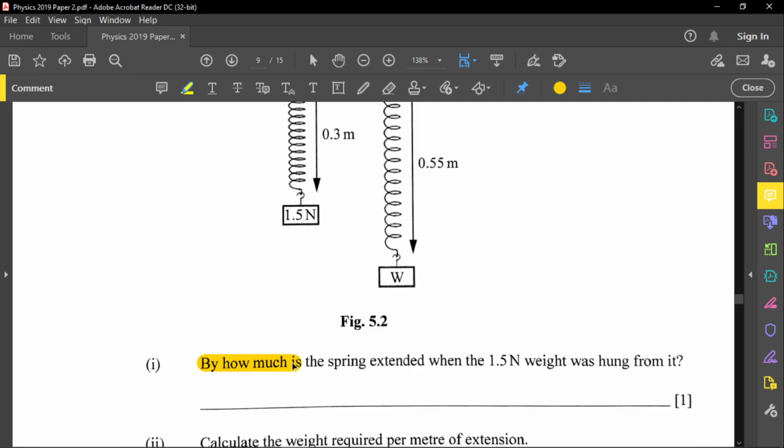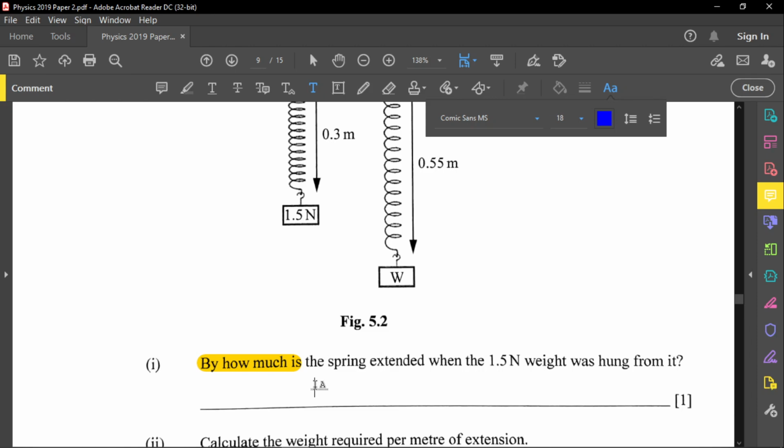So we want to know now that it moves to 0.3. So we're going to say 0.3 minus the original length of the spring, which is 0.1. And so that is extended only by 0.2 meters. That's the amount to extend by. All right, so now that's covered. Let's see what they're asking us to do now.